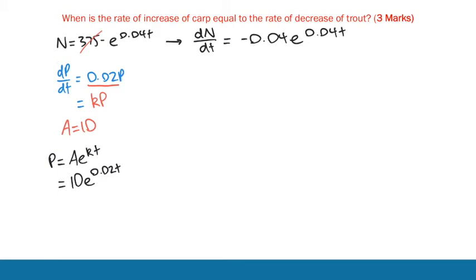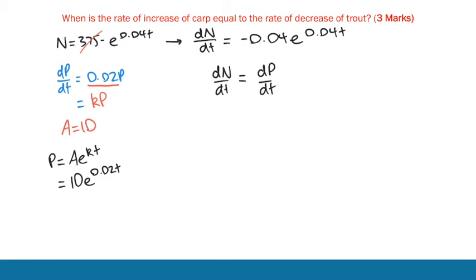Okay, so what we're after here is when the rate of increase of carp is equal to the rate of decrease of trout. Now, let's think about this carefully, because the default response would be, okay, dn/dt, the rate of decrease of trout, is equal to the rate of increase of carp, dp/dt. But if we think about this carefully, this can actually never be true, because the rate of decrease of trout is a negative quantity, and the rate of increase of carp is a positive quantity. Of course, one's a decrease, one's an increase. They can never be straight equal to each other. Positive numbers don't equal negative numbers.